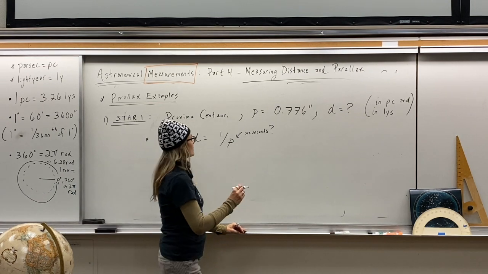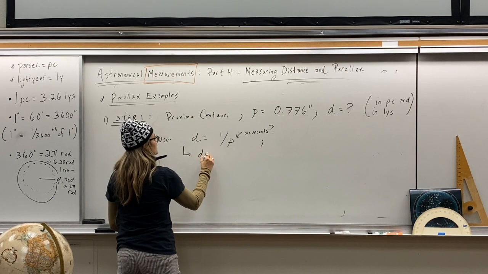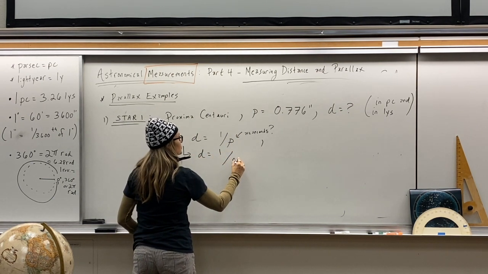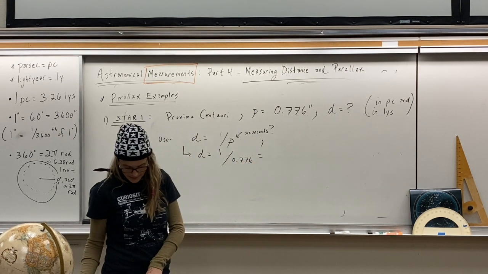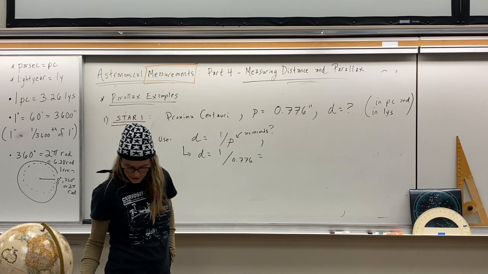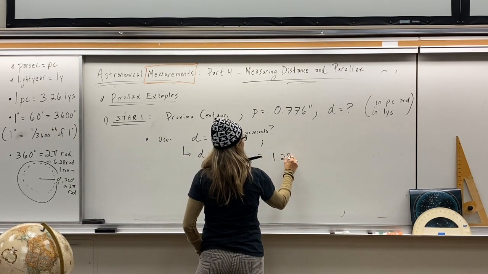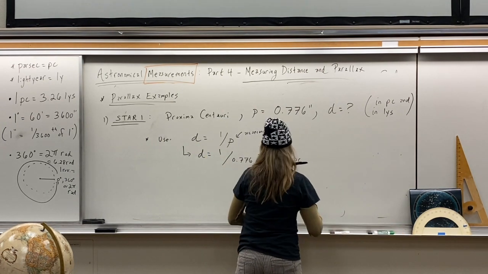Okay. So what we have here is our D will equal 1 over 0.776. Get a value when you divide that out. I get 1.28 PC. That's my answer, 1.28 parsecs.